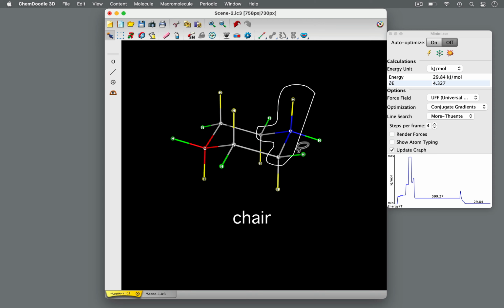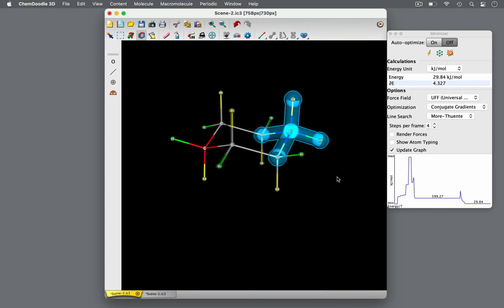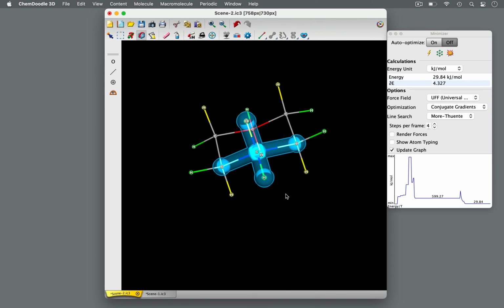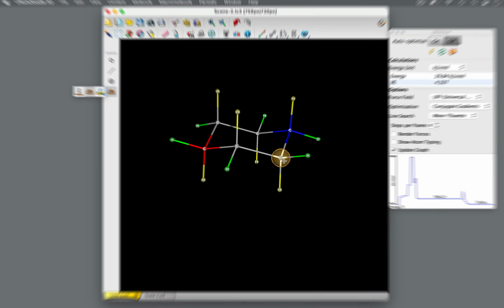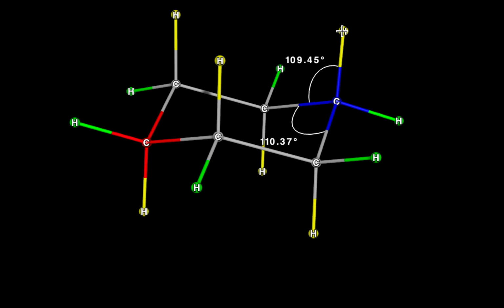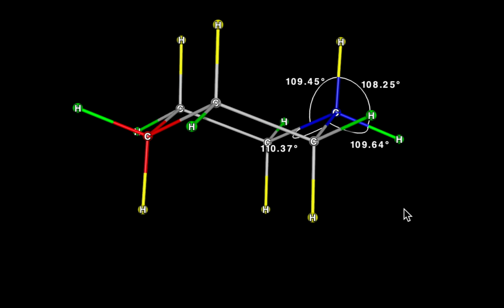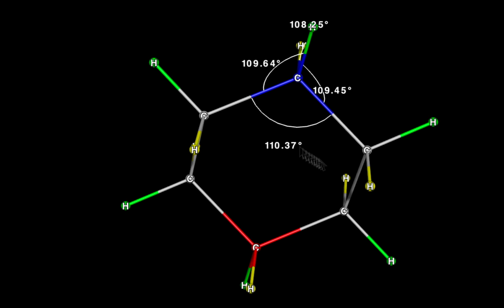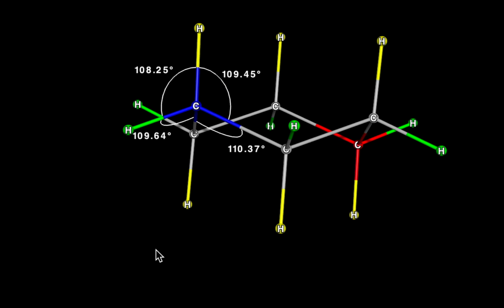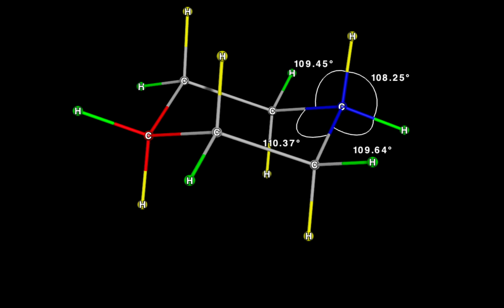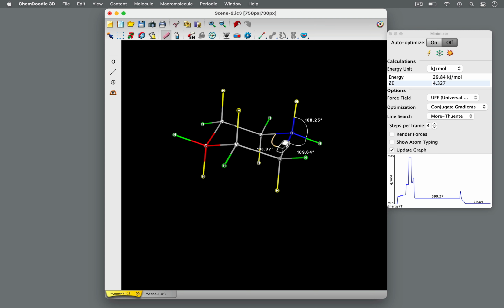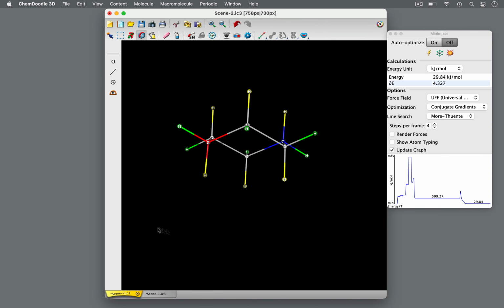In this conformation, a tetrahedral geometry exists about each sp3 hybridized carbon atom, allowing for nearly exactly 109.5 degree bond angles. Adjacent hydrogen atoms are also staggered.